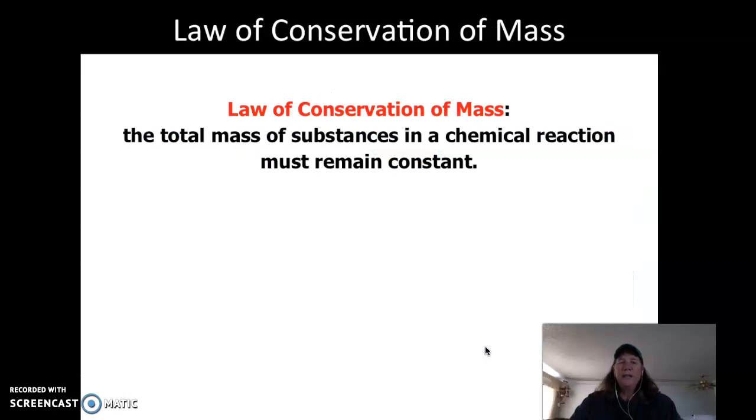And then when we balance an equation, we have to follow this law. The law of conservation of mass says the total mass of substances in a chemical reaction remains constant. So when we look at our equations, our amounts have to be the same on both sides. We're going to have different substances, a combination, like if we take hydrogen and oxygen and we make water, but we still have hydrogen and oxygen, and the amounts of hydrogen and oxygen have to be the same on both sides. So we balance the equations to satisfy the law of conservation of mass.